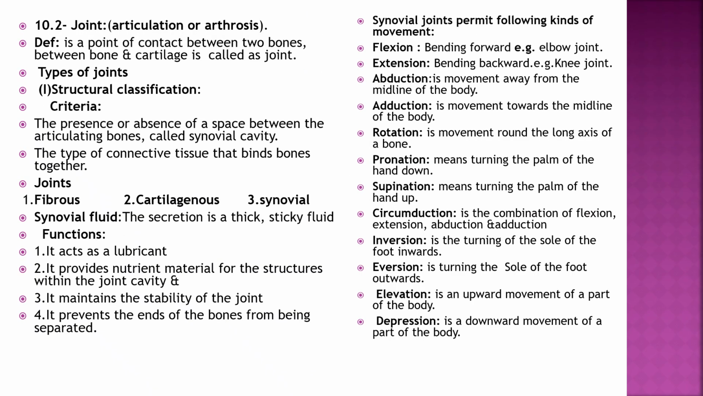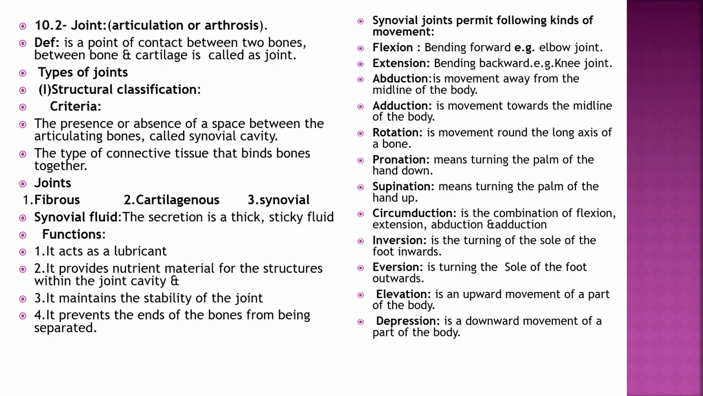Then the joint. When many bones come together they form a joint, and a joint is mainly for the locomotion of the human body. There are different joints like fibrous, cartilaginous, and synovial joints, and inside the joint there is a fluid called synovial fluid, which acts as a lubricant, provides nourishment, maintains stability, and prevents the end bones from getting separated from each other.